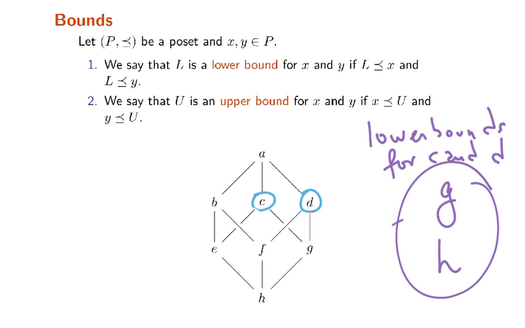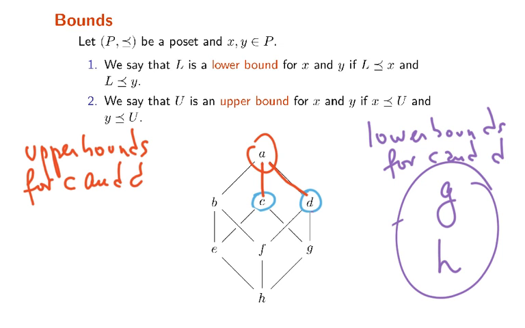C is not going to work either because D is not less than C. D is not going to work because of the same reason. Let's just try A, the only one that remains. So, is C less than A? Yeah, it is. Is D less than A? Yes, it is. So then we have that the upper bound for C and D, the only one that we got, is A. A is an upper bound for those.